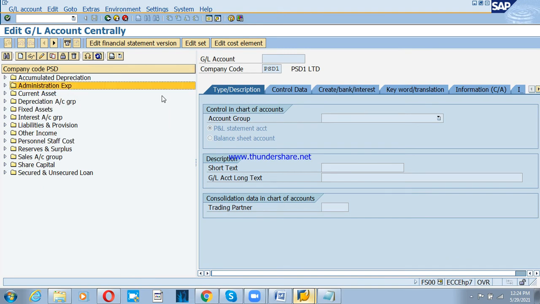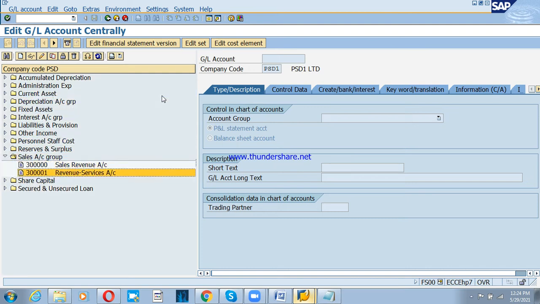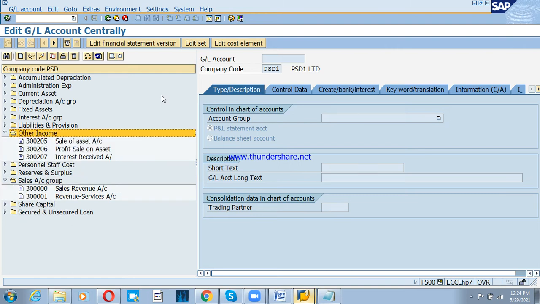First I'll go to the sales account group. There we have the revenue account, no problem. Other income, sale of asset, profit on sale of asset. I require two ledgers here: freight revenue and sales rebate. We're going to create them here, creating GL accounts for freight revenue and sales rebate under the other income group.